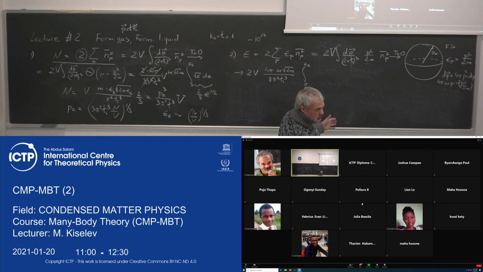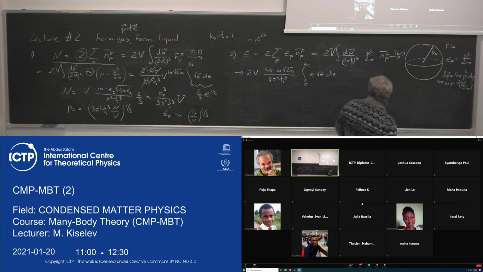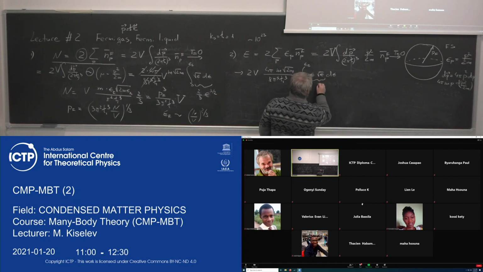I'm talking about the total energy, which is a thermodynamic potential, an extensive quantity, which is proportional to the volume of the system of non-interacting fermions. So therefore I have epsilon times square root of epsilon d epsilon. One epsilon is coming from here. The square root of epsilon has the same origin, coming from the conversion of momentum to energy. So therefore this is epsilon to the power 3/2, and the integral is equal to 2/5 epsilon to the power 5/2.